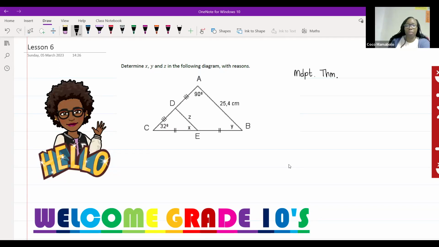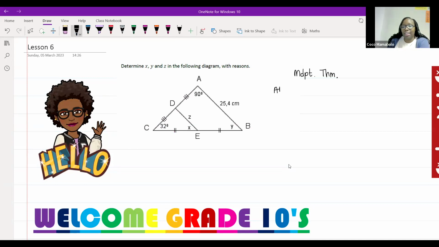Let's start with the obvious things. I can tell over here that they've told me that this is equal to this, and that is equal to that. So I'm not using the converse, I'm using the midpoint theorem itself. I can make a couple of deductions from seeing this.